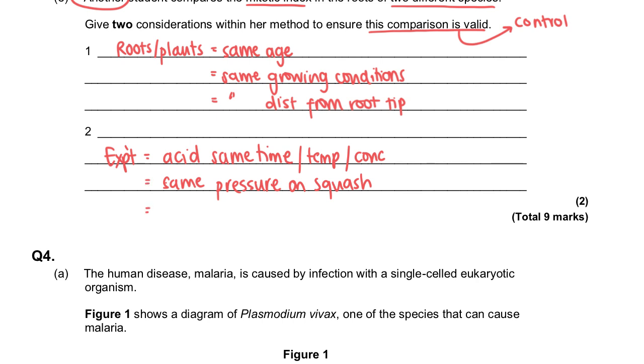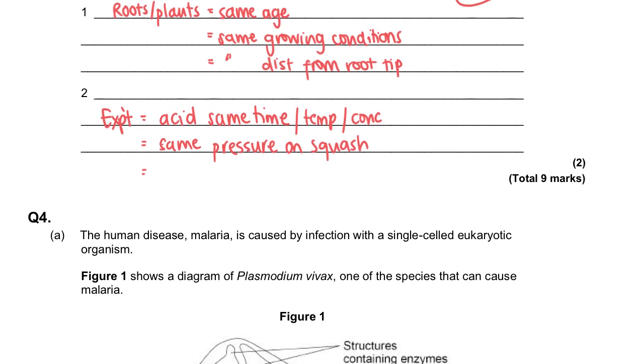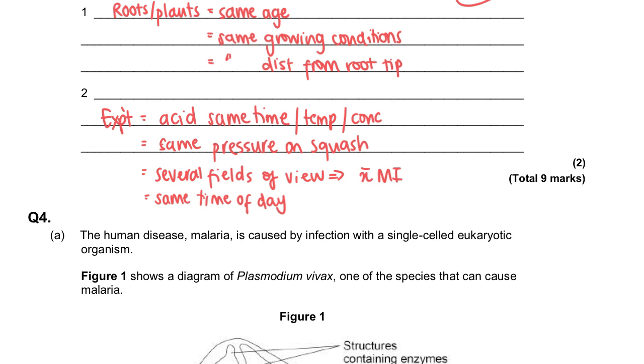Obviously, the best type of investigation is one that is repeatable and reproducible. So repeatable means I can do it over again. Reproducible means that my results are similar each time. So I'm going to want to do several fields of view for each of these squashes. And then obviously I'm going to calculate an average mitotic index with those. And finally, I'm going to do it at the same time of day. I'm not going to go into how time of day is going to affect our roots and things like that. Just need to know that it is a possible answer.